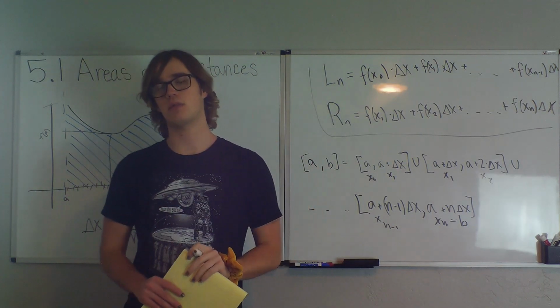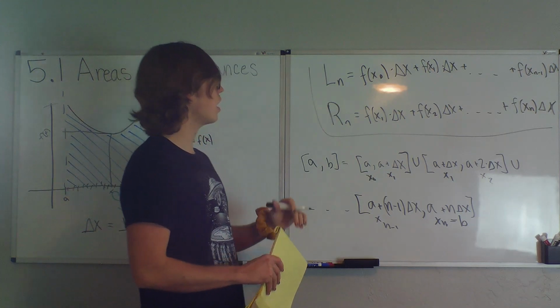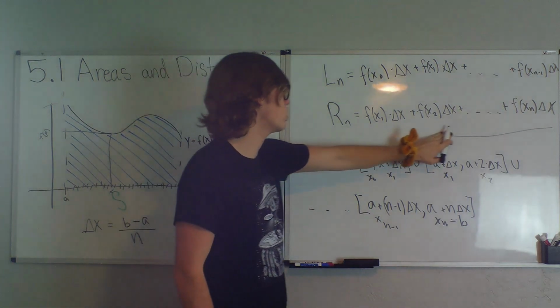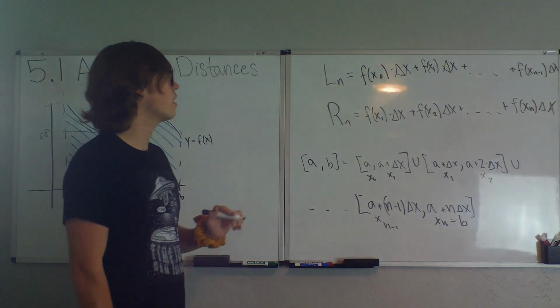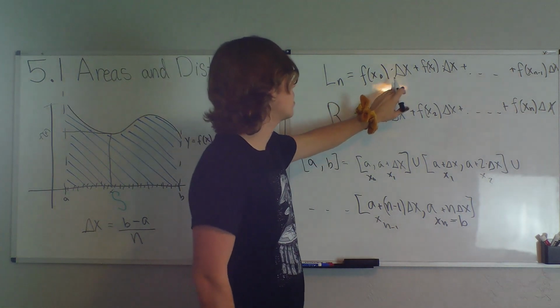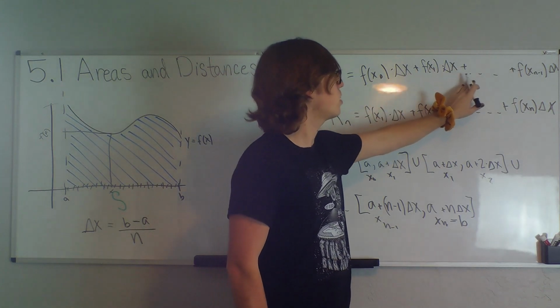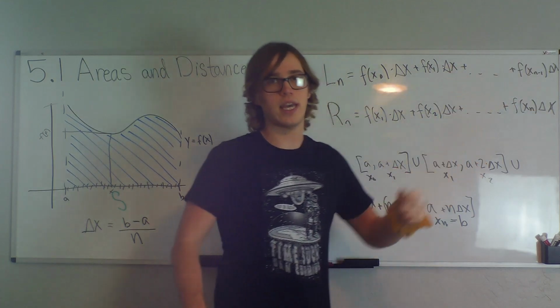And previously we talked about left endpoints and right endpoints. So this is where we get an equation. We get that the left endpoint sum for n rectangles is going to be equal to f of x naught times delta x, plus f of x1 times delta x, plus dot dot dot, plus f of x sub n minus 1 times delta x, right?